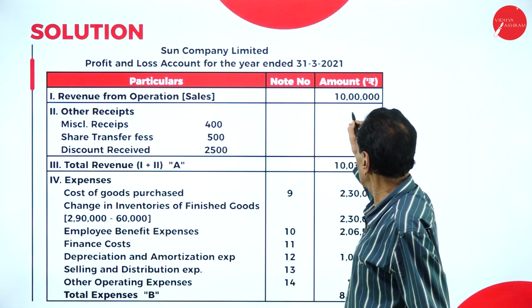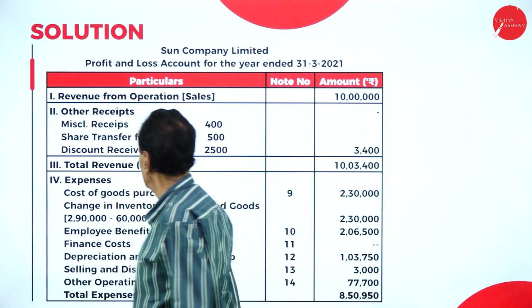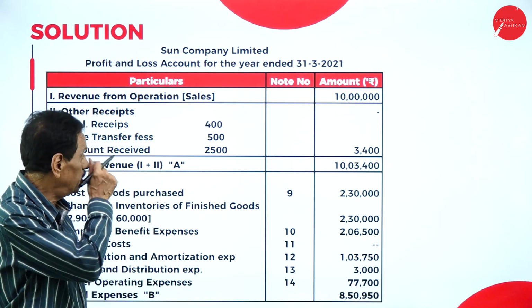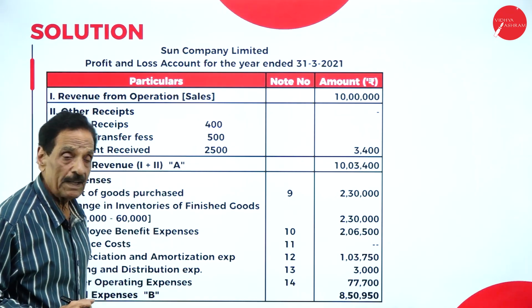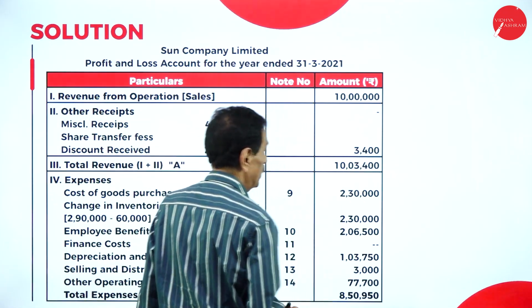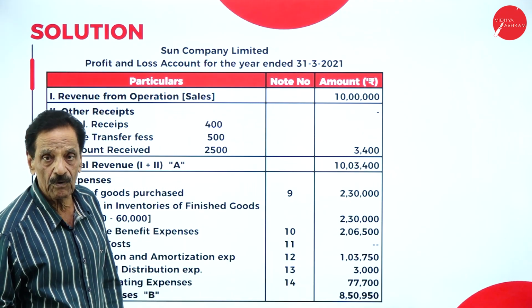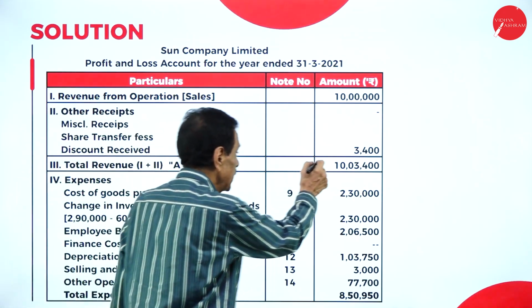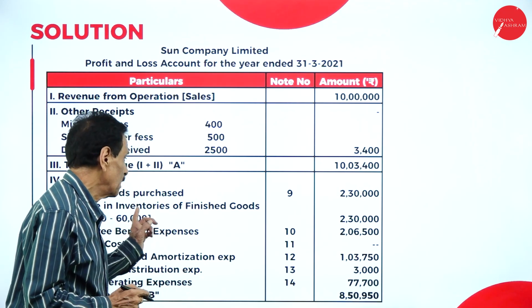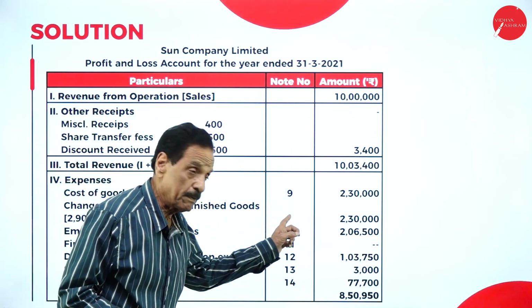So revenue from operation is 10 lakh. Other receipts: miscellaneous receipts is 400, transfer fees is 500, discount receipt is 2,500. Totally it becomes 3,400 rupees. If we add, it is 10 lakh 3,400. Come back to expenditure. Goods purchases, note number 9.